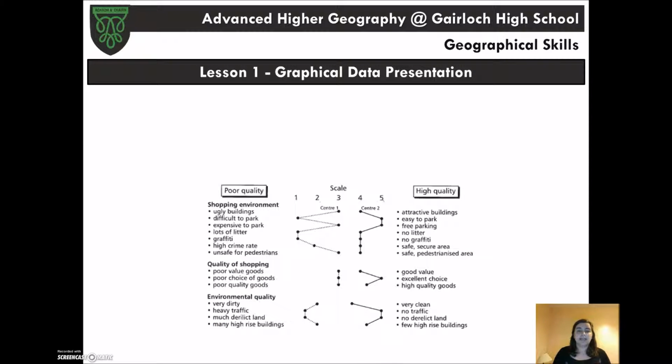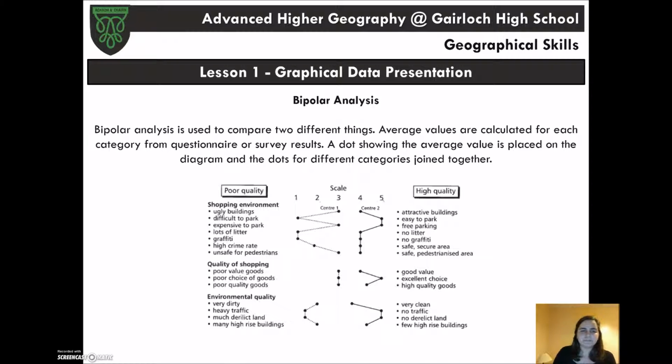So our second technique that we're going to talk about is this diagram here. It's called bipolar analysis. This is quite a simple thing to grasp and you'll be quite familiar with it. It's just changing the way that we maybe finish it off, which gives us a slightly better way to analyse things. So it's used to compare two different things.